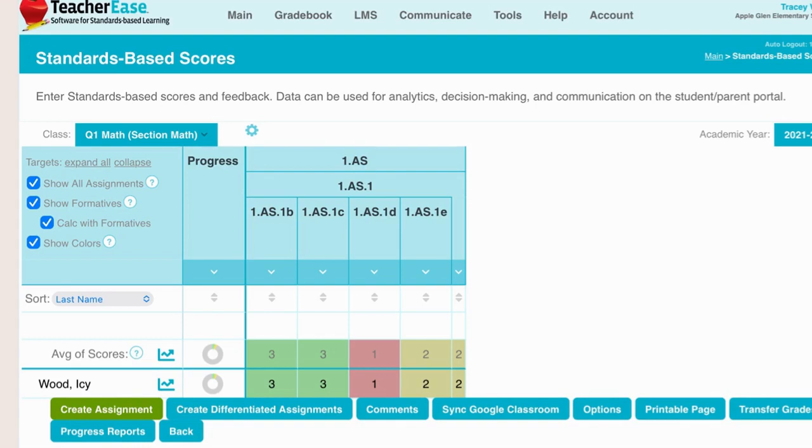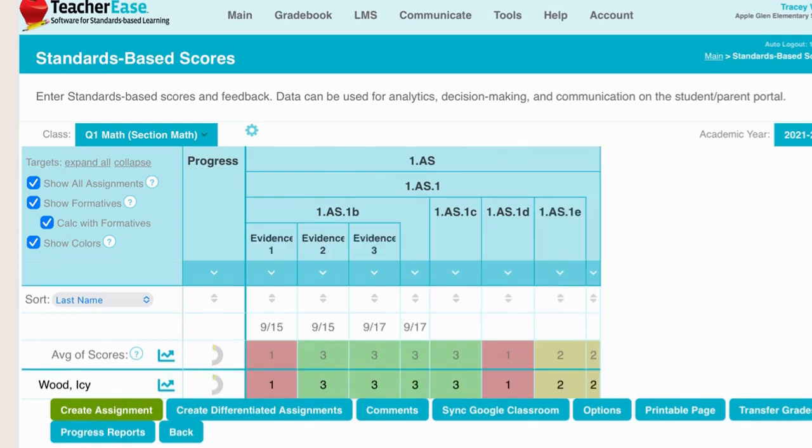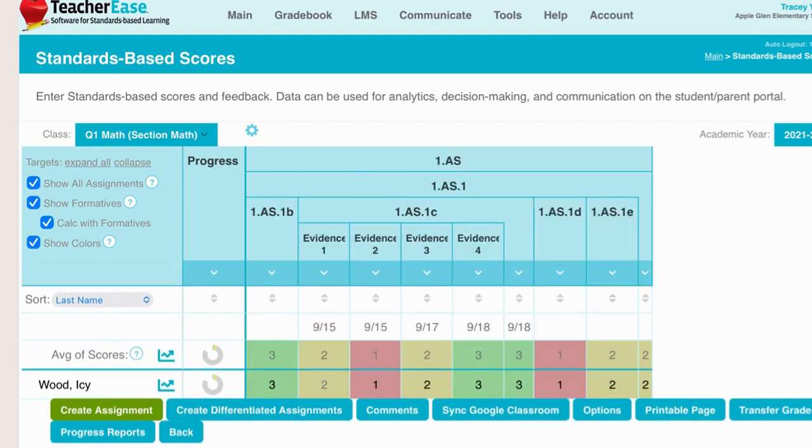If we expand each of the learning targets, we can see the evidence that was entered. On the first learning target, the student first earned a 1 on the first piece of evidence, and then a 3, and then a 3. Using the rule, the mode of the most recent 3 pieces of evidence, the system scored that learning target at a 3 because 2 of the most recent pieces of evidence were entered at a 3. Now let's expand the second learning target.